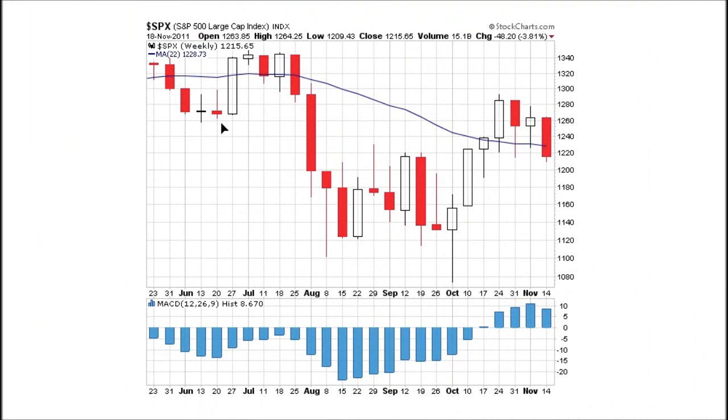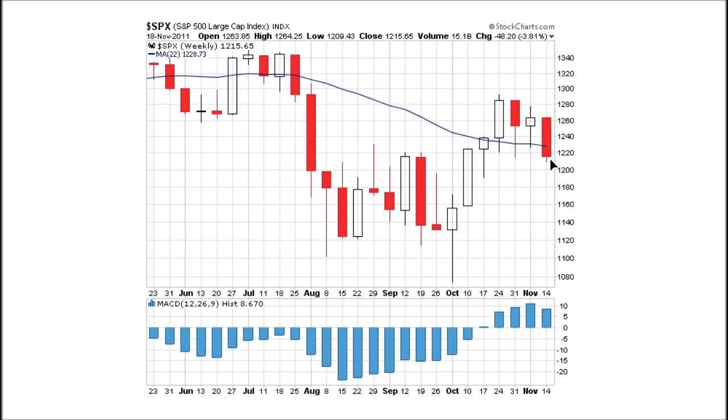We move now to a weekly chart of the S&P 500. Some developments last week as of the close on November 18th that lean towards the bearish end of the spectrum. We came off of this low here. We crossed over the 22-week moving average, which currently sits at 1228, 1229-ish. This is bullish here, but notice the slope of this line never turned over.